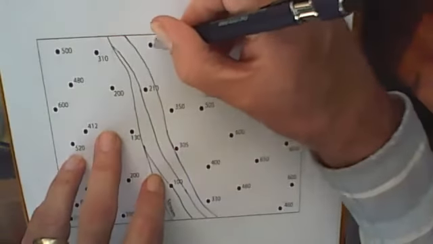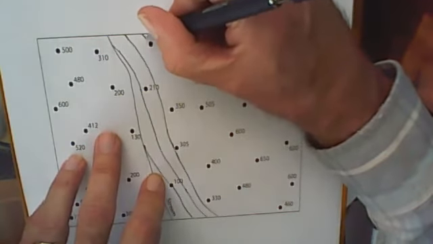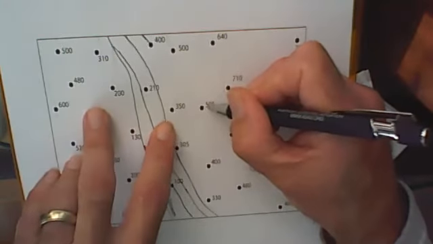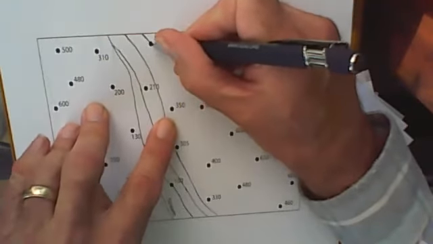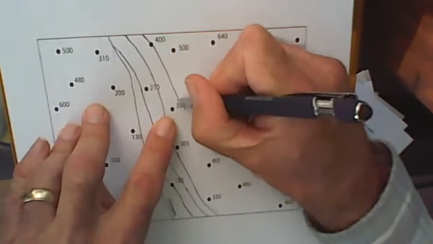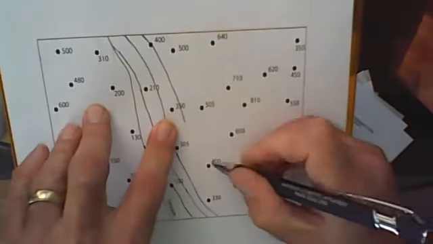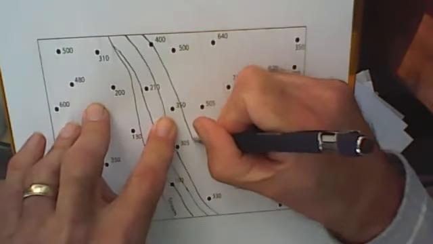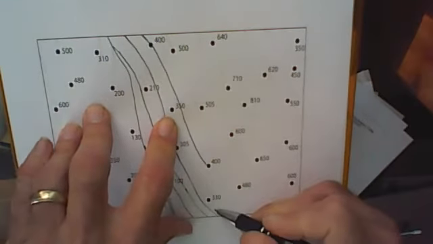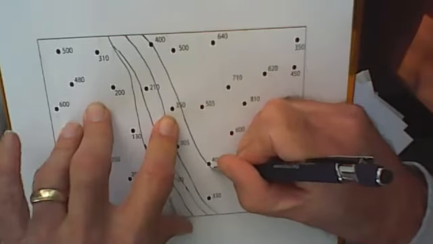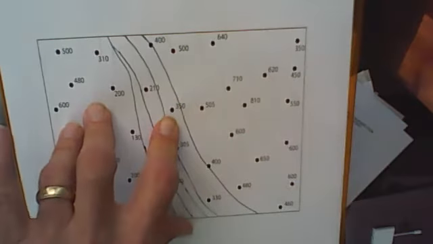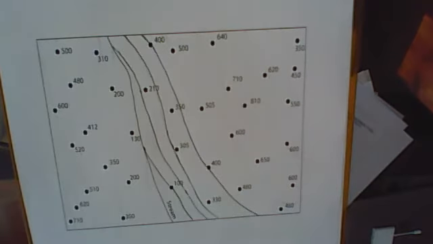Then 400. Well, conveniently, we have a 400 points. We can go right through that one. So here's 350, 500, 505. So we want to go closer to the 300. Here's another 400, so we go right through that point. Here's 480, 460, 330. So again, we want to stay between those. So there's another contour line.